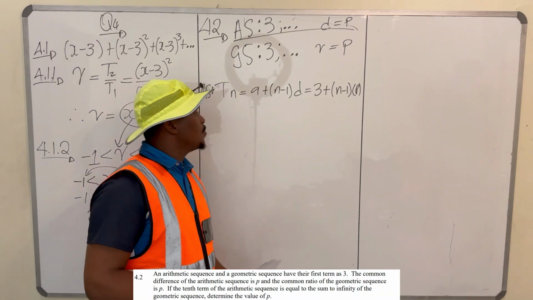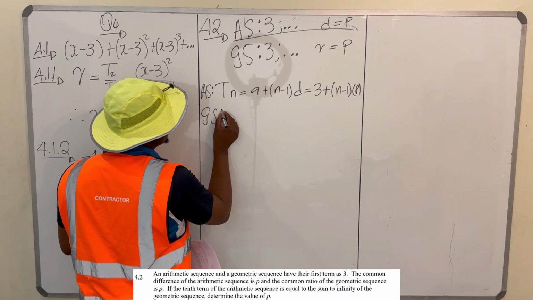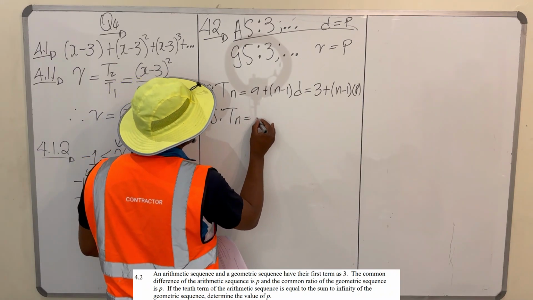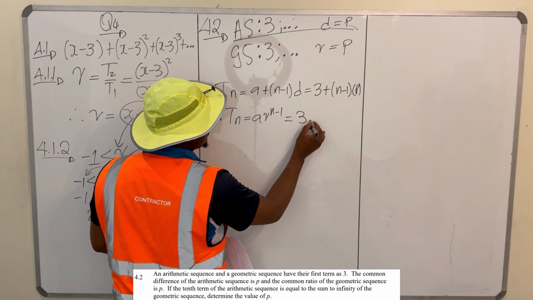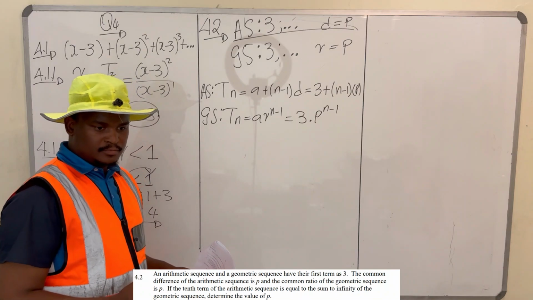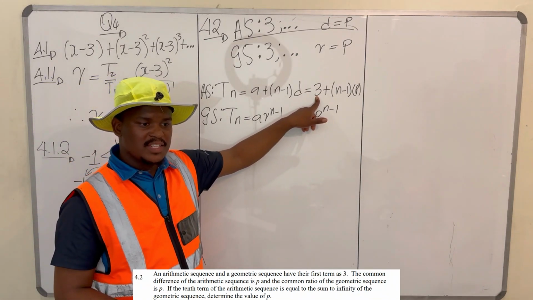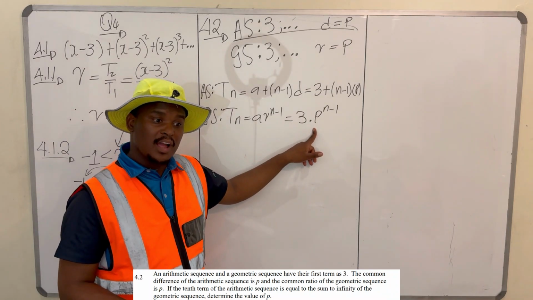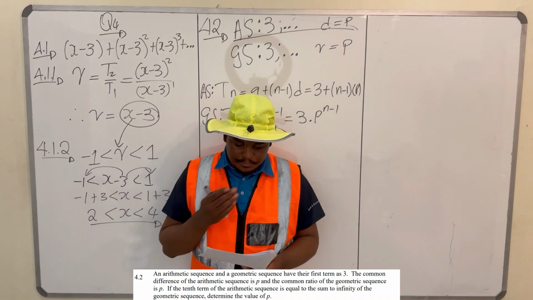Right? Yes. No problem. So, your geometric sequence, Tn is equal to a r raised to n minus 1. Your a is equal to 3 times r, which is p, raised to n minus 1. So, this is how your nth term would look like for arithmetic. This is how your nth term would look like for geometric. Are you guys with me? Yes. No problem. Let's go.